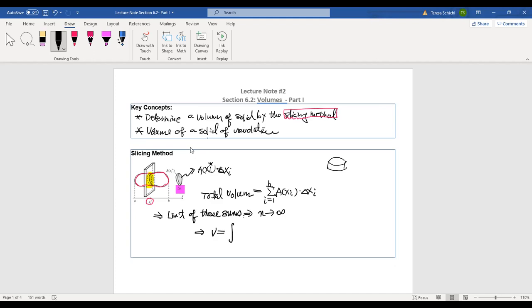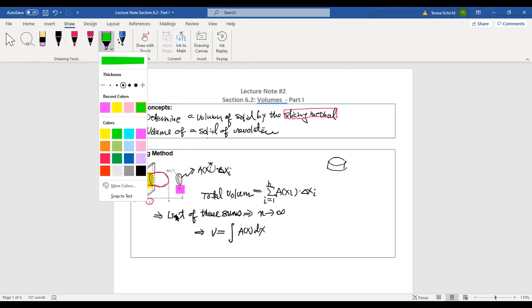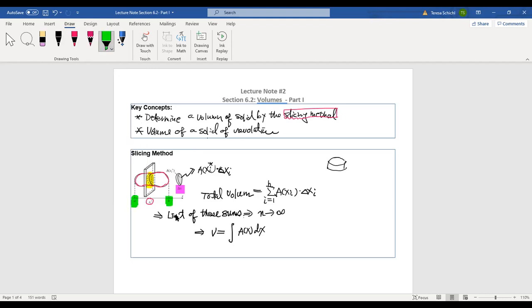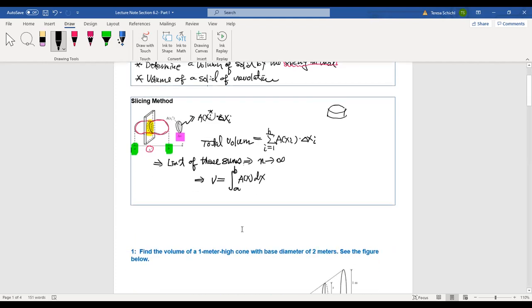And then here will be the area formula. Because we are doing the integration, delta x will become what? It will become dx, right? Then what is the boundary we're going to use? We have a and b because this solid is between a and b, right? So we will have a and b here, all right?